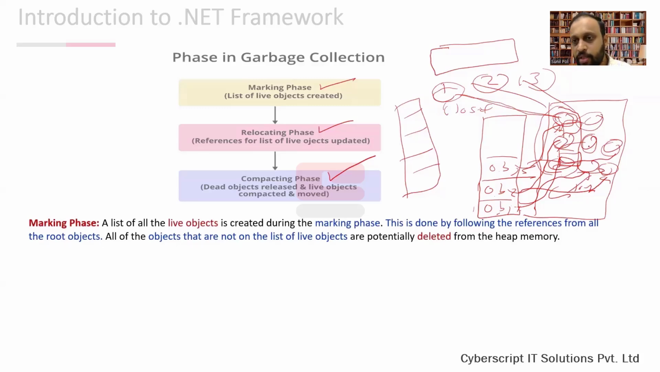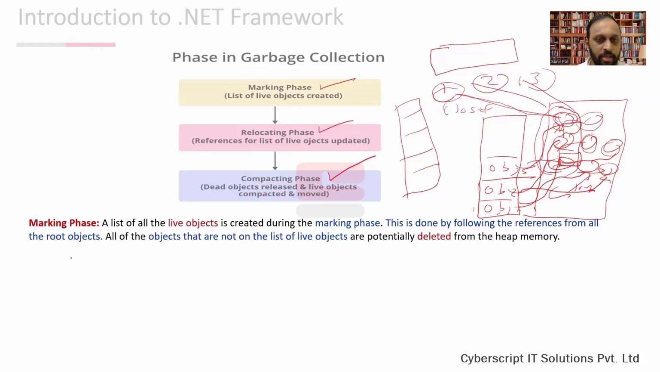So when these objects would be shifted to a new memory location in the third phase, that is nothing but the compacting phase. So dead objects are released and live objects are compacted and moved. So that is our third phase, that is the compacting phase.